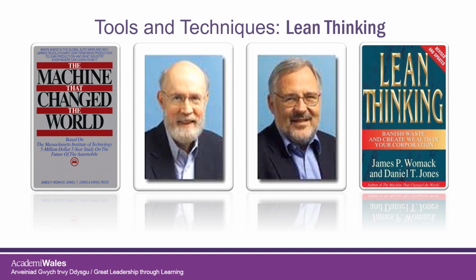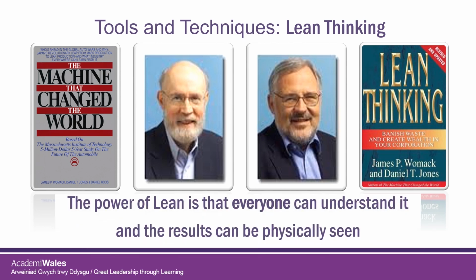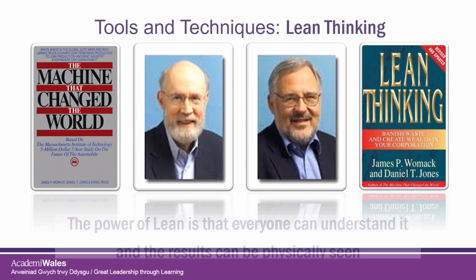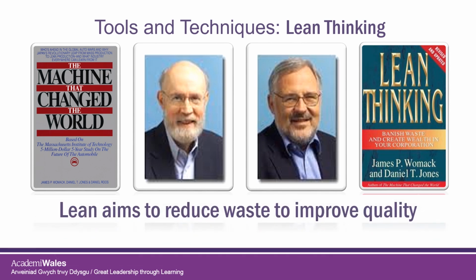There have been some excellent results using Lean in the public sector. An example is Farming Connect. Customer waiting time has been reduced by 80%. The process is now streamlined to the point where the customer can apply for services within 2 to 3 days of registering, instead of 2 to 3 weeks. The power of Lean is that everyone can understand it, and the results can be physically seen. Lean aims to reduce waste to improve quality.